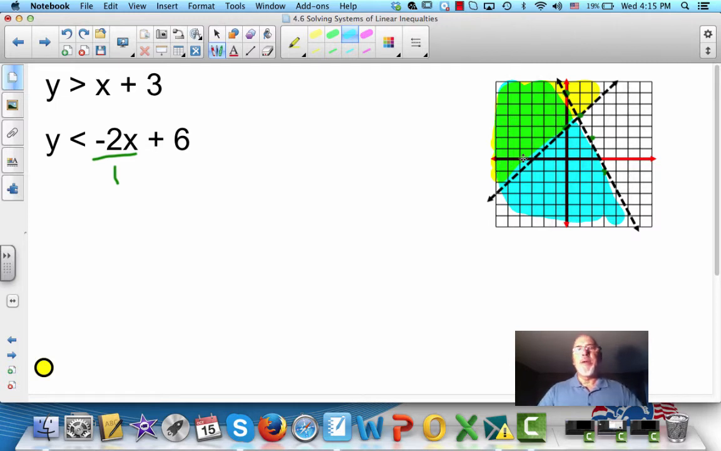And there you go. So where's our answer? Is our answer in the blue, the yellow, or the green? Right, it's in the green. That's where they overlap. And so your answer would be found in that section.